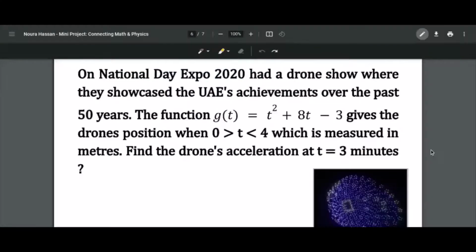The Expo 2020 had a drone show where they showcased the UAE's achievements over the past 50 years. The function g of t equals t squared plus 8t minus 3 gives the drone's position when time is greater than 0 but less than 4, which is measured in meters. Find the drone's acceleration at t equals 3 minutes.